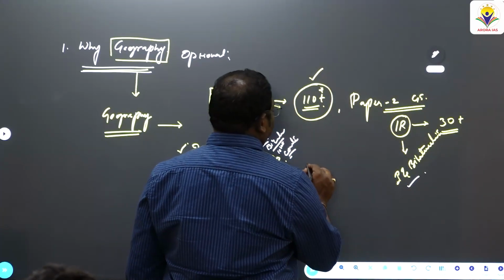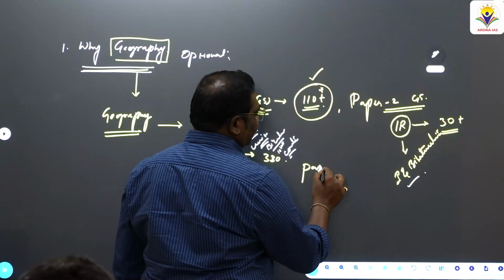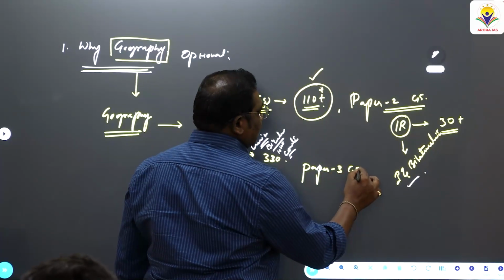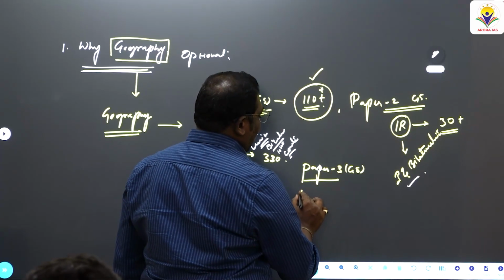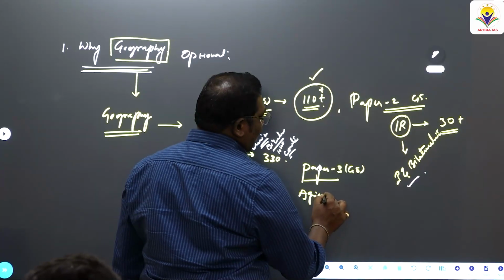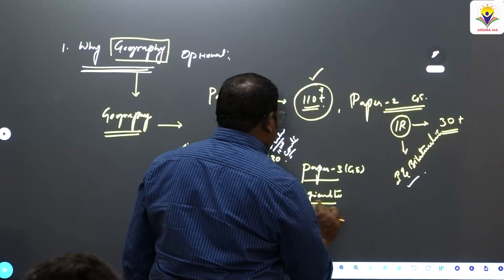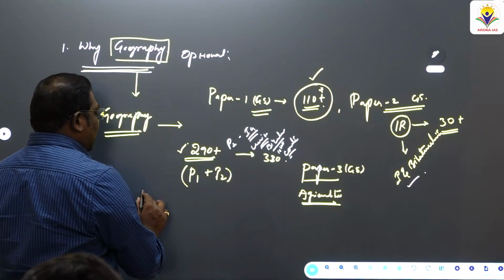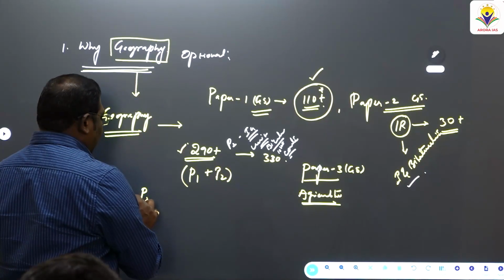Not only that, in paper 3 general studies of the mains examination, we have the first topic itself, agriculture, which is extensively studied in both paper 1 and paper 2.